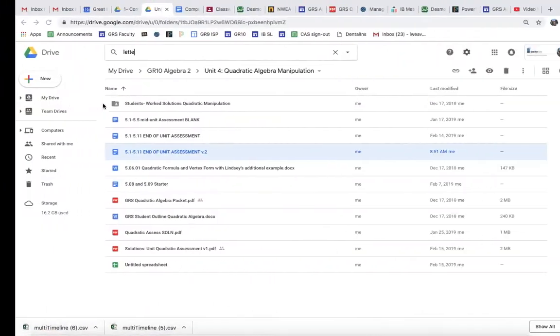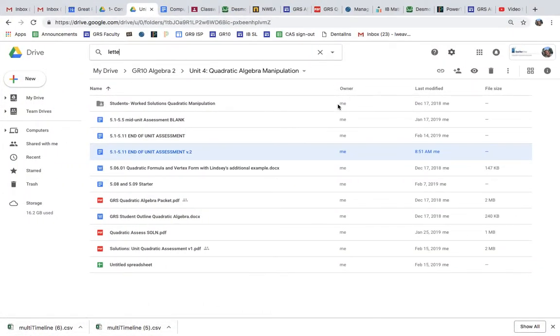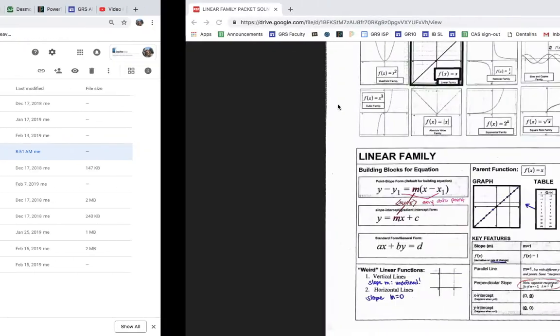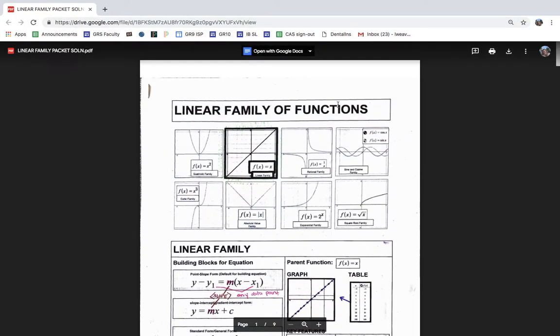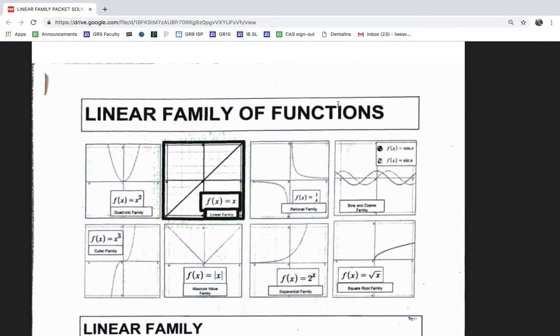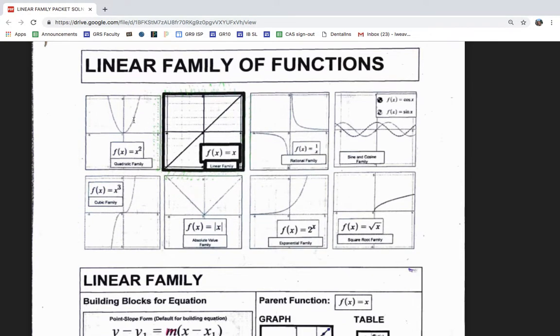Hi everyone, in this video we're going to look at the first couple pages of your new packet, which looks like this, and it's called Linear Family. What you need to know, really until the rest of the year, is that we're going to study 8 different types of families, and they're all pictured on the front of your packet. The first 2 that we're going to start with, you're relatively familiar with. So we are going to study the linear family and then together with the quadratic family.